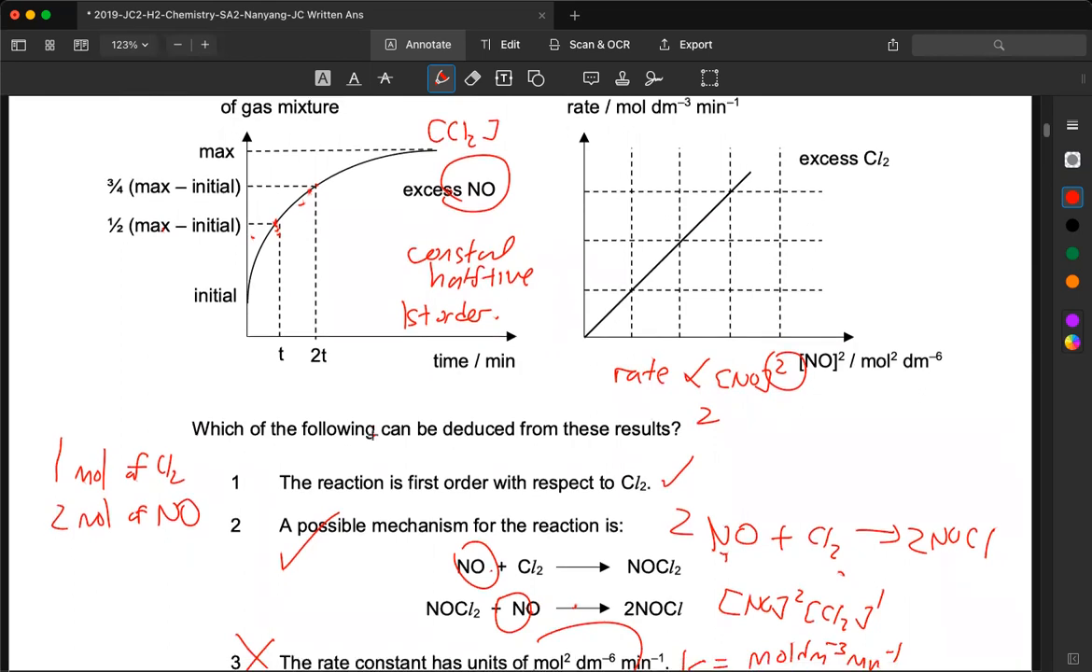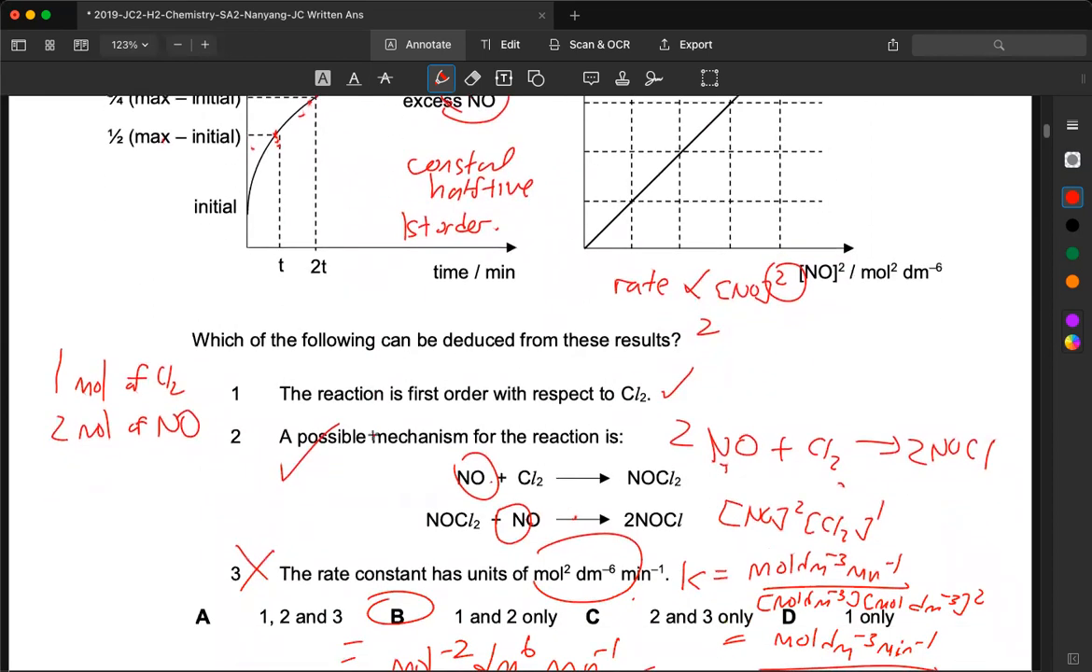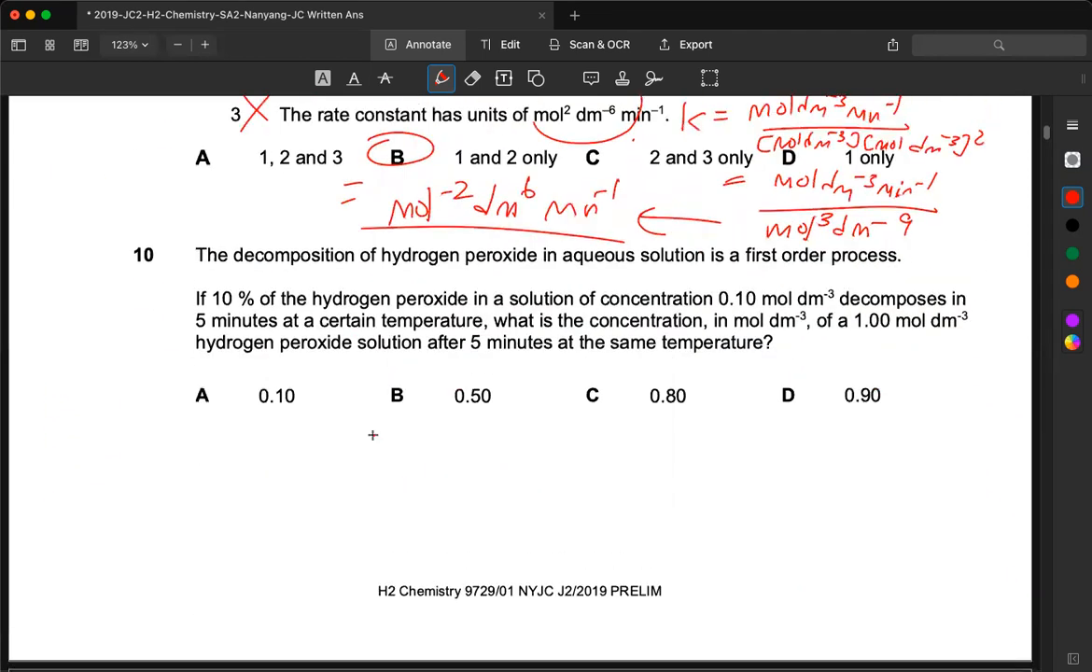Let's go on to number 10. So this is on the decomposition of hydrogen peroxide. It's a first order. We did say first order. So if 10% of hydrogen peroxide in the solution of concentration 0.1 decomposes in 5 minutes at a certain temperature, what is the concentration of 1 mole per dm cube after 5 minutes at the same temperature?